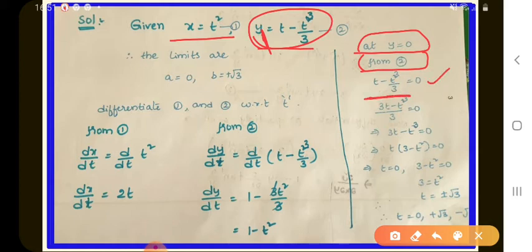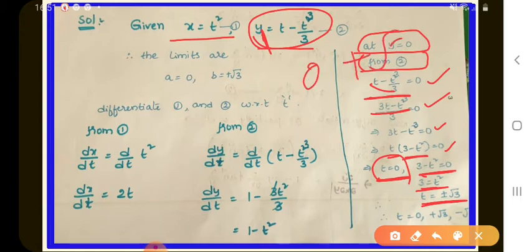What is the LCM here? 3 is the LCM. So 3t minus t cube by 3 equals 0. That implies 3t minus t cube equals 0. Now I take t common, so t times 3 minus t square equals 0. That implies t equals 0 and 3 minus t square equals 0. That implies t square equals 3, t equals plus or minus root 3. So what are the values of t here? t equals 0, t equals plus root 3 and t equals minus root 3.